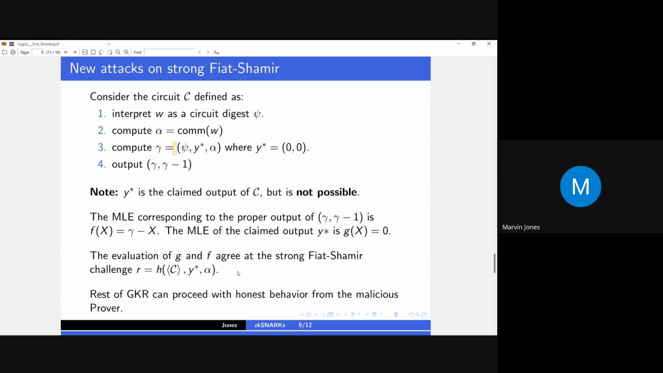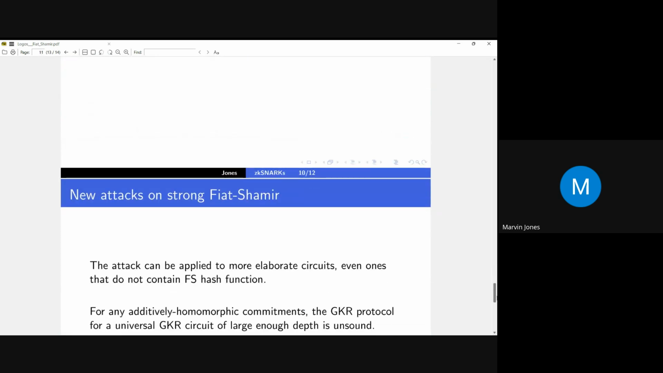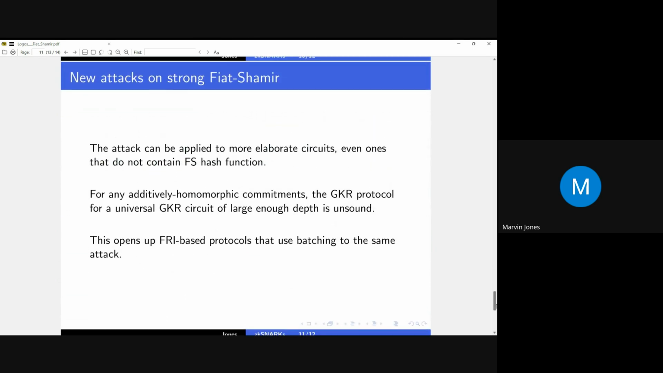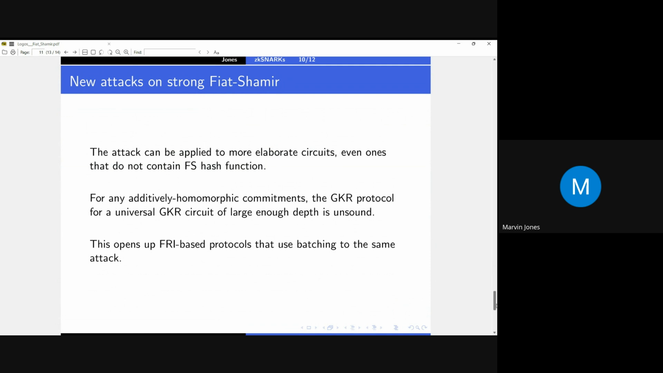Now, you're probably looking at this going, okay, well, that sucks, but that's a very contrived example. And yeah, it's a contrived example. However, random blank slide. But it does work on more elaborate circuits.